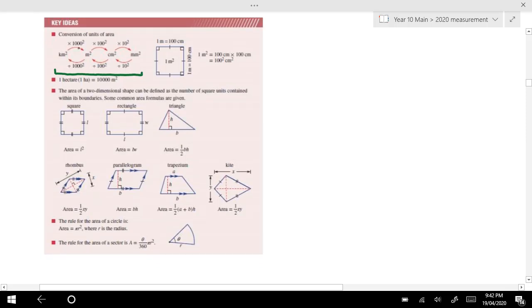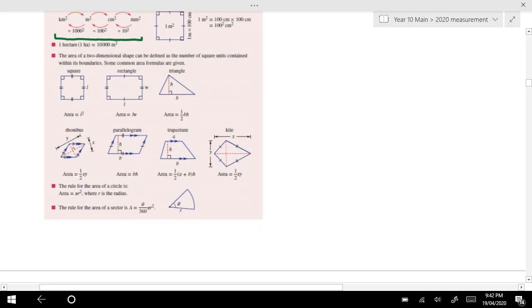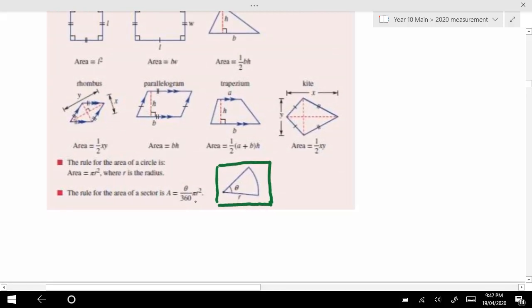But this time, remember, when we're looking at square meters, we're looking in 2 dimensions, so it's different to converting length. Also, before we were looking at perimeters of circles, this time we're looking at areas. So we're using the area of a circle, pi r squared, and we're using the fraction of a circle, theta out of 360, because of course a full circle is 360.